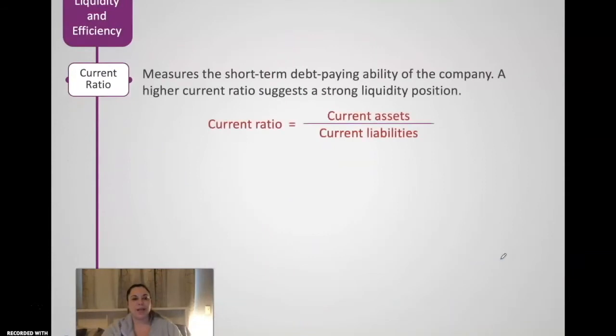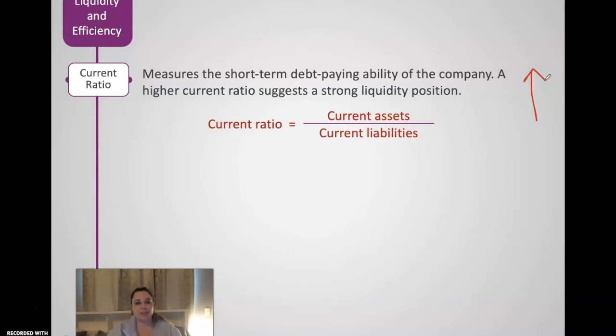Okay, so the first one we have is the current ratio. And by the way, liquidity and efficiency ratios are how easily can the company turn what it has into cash? Are they taking our cash and using it efficiently? Okay, so the current ratio measures the short-term debt-paying ability of a company. A higher current ratio suggests a strong liquidity position. So for this one here, we want a higher number. The higher, the better. Basically, can our current assets cover our current debt, our current liabilities?